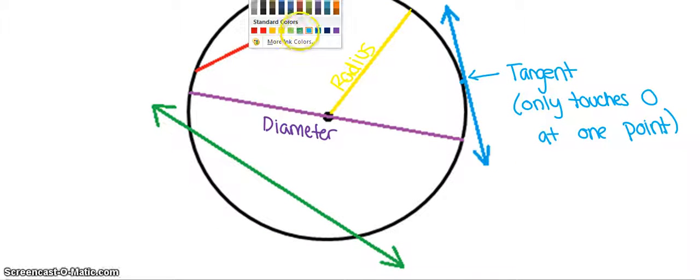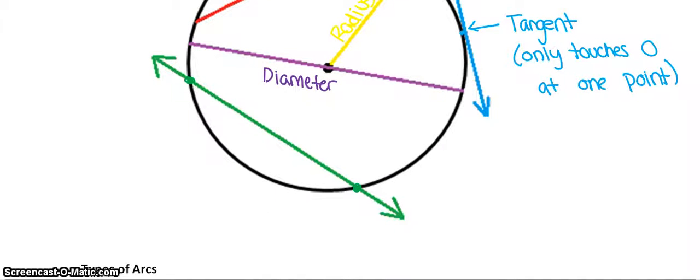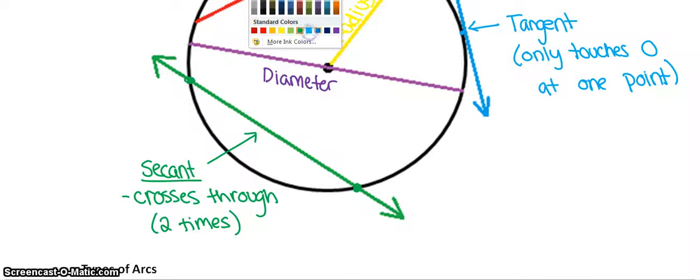Whereas if you have a line that actually crosses through the circle, so it touches two points and it crosses through, this is called a secant line. Secant, S-E-C-A-N-T. Okay, it crosses the circle, or you can say it goes through twice, whatever definition you want to write. So that's a secant line, whereas this is a tangent line. Secant is new, tangent you learned in Unit 1.